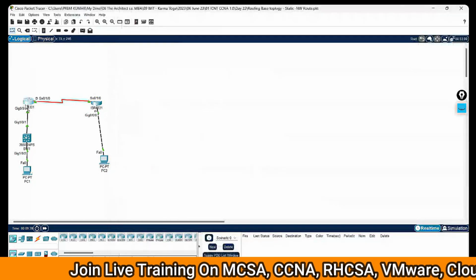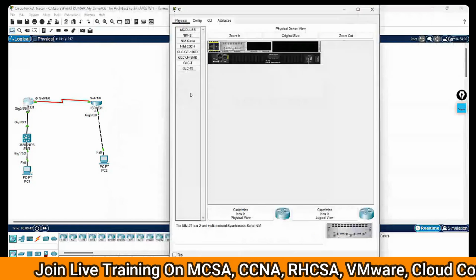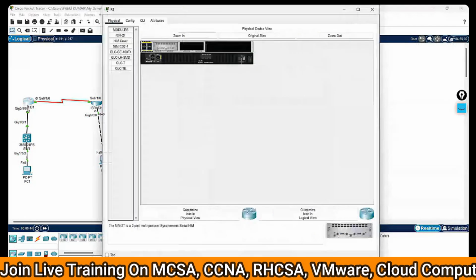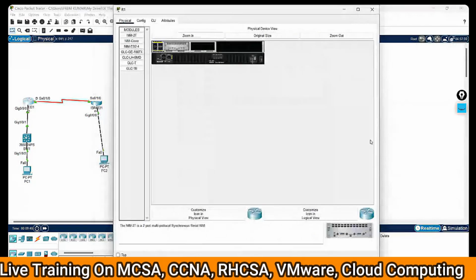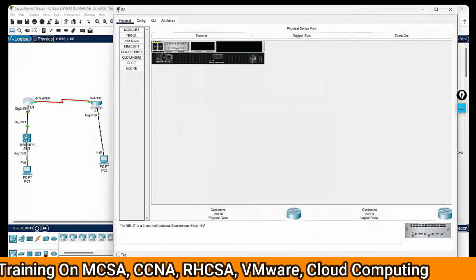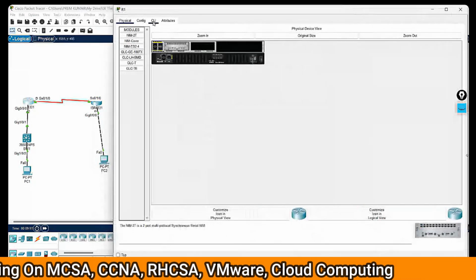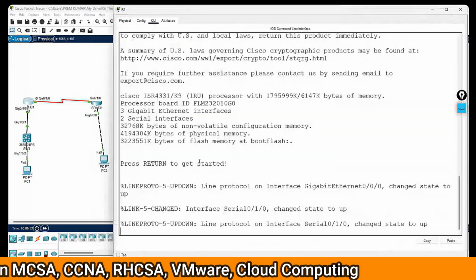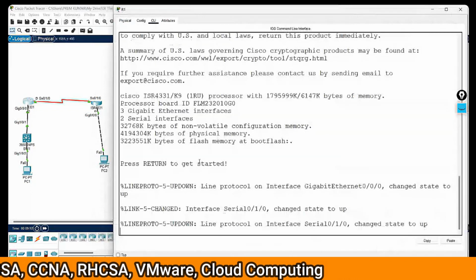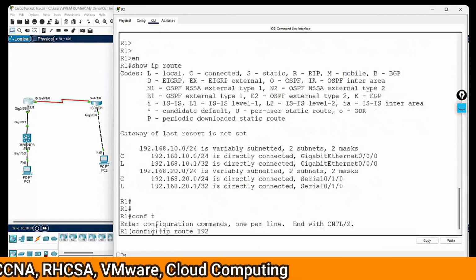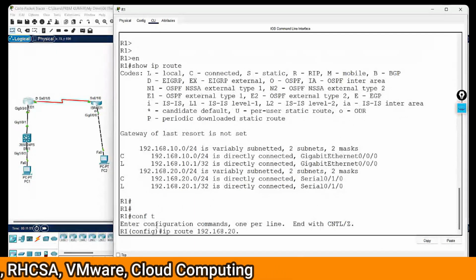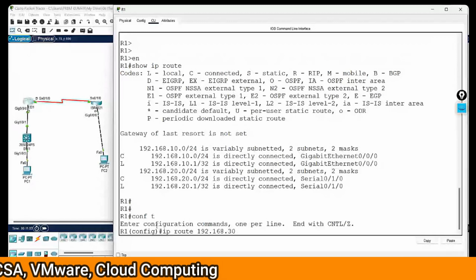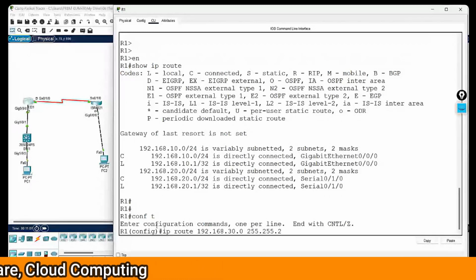I'm going to the router. First, I will show you the routing table. Without configuring anything, how many routes are there in the routing table? We'll see. What is the command? The command is show ip route. This is the routing table. 30.0 is not directly connected, right? 255.255.255.0, next hop IP is 192.168.20.2. Correct? That's all.